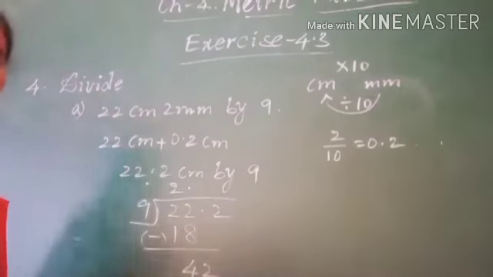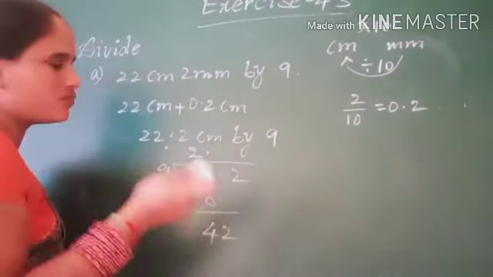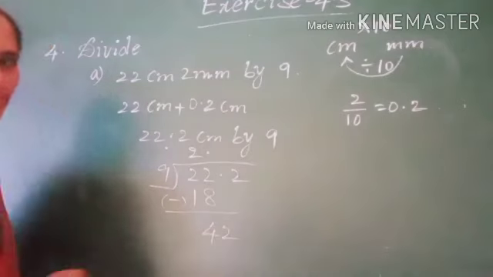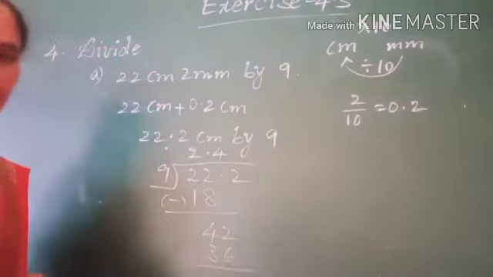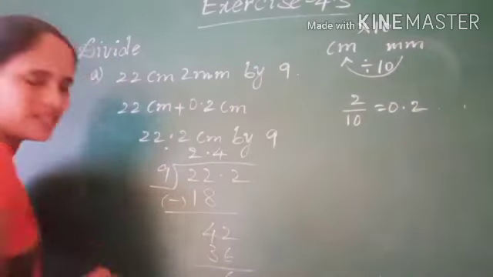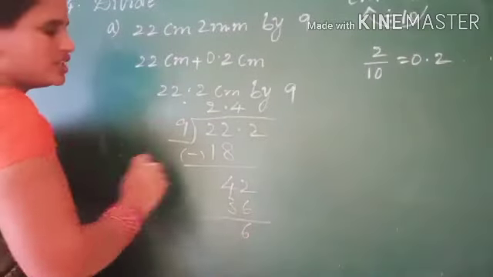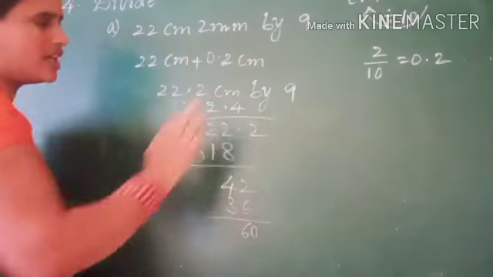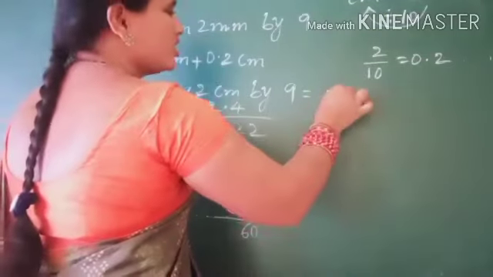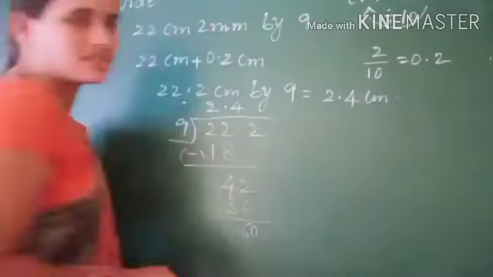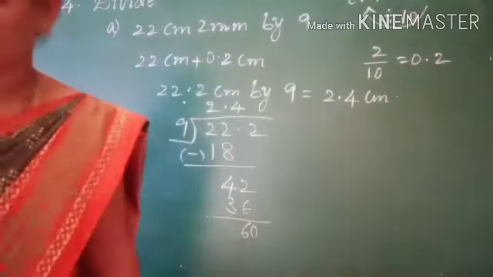How many 9s are there in 42? 9 4s are 36, 9 5s are 45. 45 is a bigger number than 42. So 9 4s are 36. Here 12 minus 6 is 6. If you want, you can take 0 here and do the remaining division, otherwise you stop here, no need. Then what we get here? Quotient 2.4 centimeters. Is it clear? Then like that you try to solve the remaining sums also.